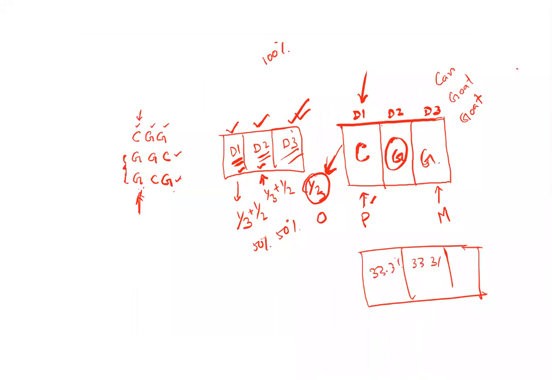33.3% here and 33.3% here. You selected door 1, so you have a 33.3% chance of winning the car. But Monty selected, let's say, the third door. Now, the probability of having a car on the third door goes down to 0 because we know that it is a goat. So if you know something for sure, the probability becomes either 0% or 100%. Okay.